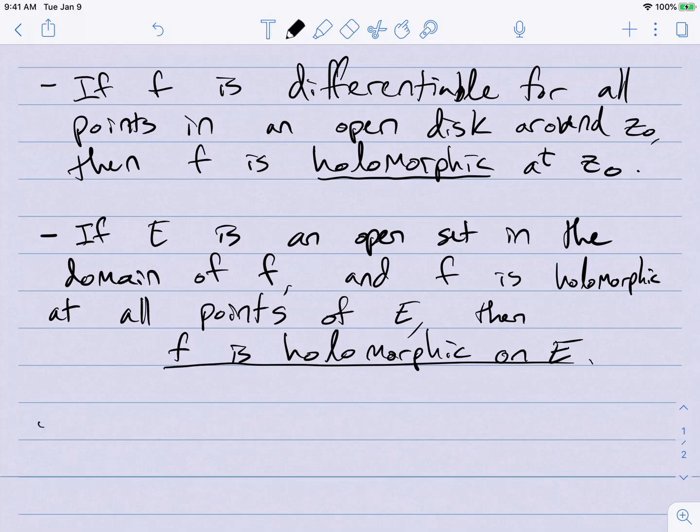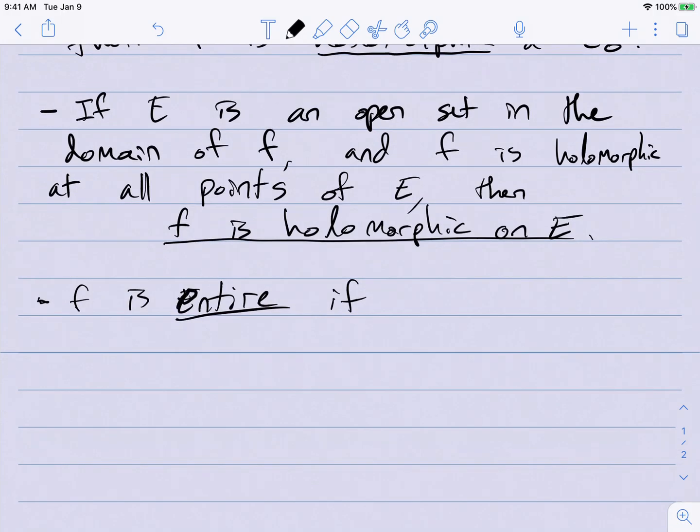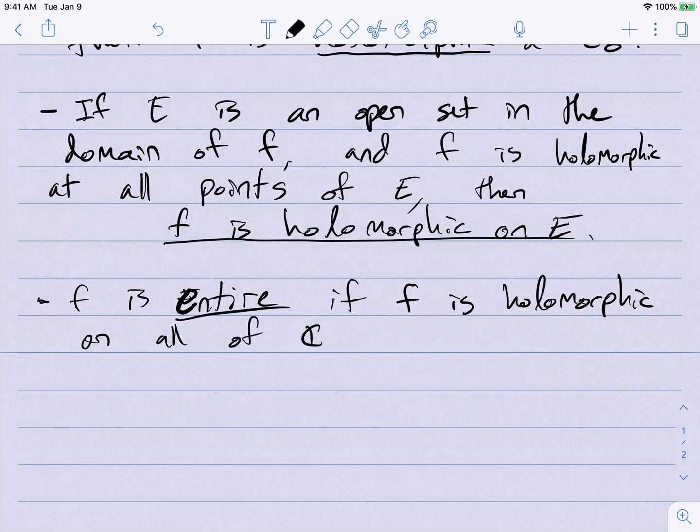Okay, and then finally, again, this is just language. We say f is entire if, first of all, f is defined on all of the complex numbers, so its domain is all of C, and if it's holomorphic everywhere. So if f is defined and holomorphic on all of C. Okay, and that's just saying that it's differentiable at every single point in the complex plane.